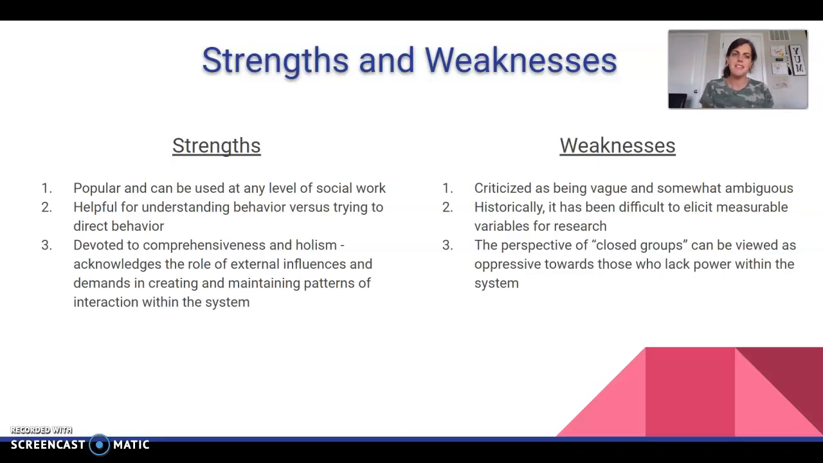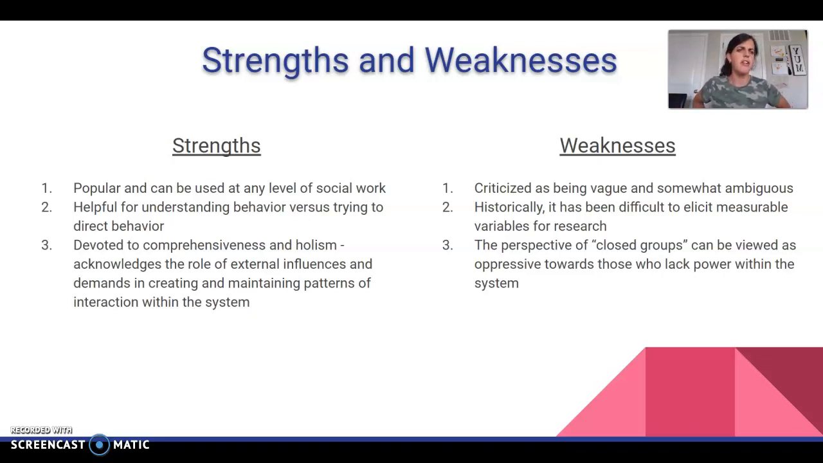Some of the weaknesses are that it is a little vague and somewhat ambiguous because you're just looking at things and observing. So it's not a very directive perspective in theory, but you are collecting really good information. That does make it hard to have measurable variables for research. And if you are looking at systems as being closed, that can be viewed as oppressive towards those who lack power within the system.